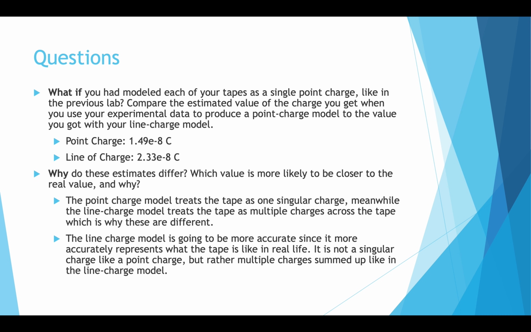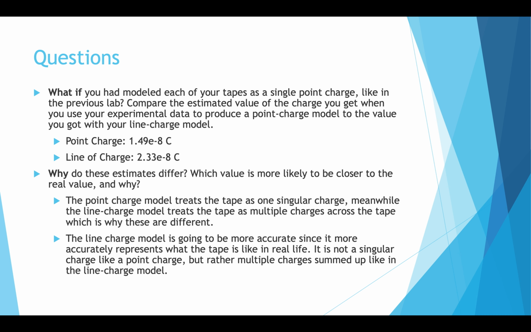The questions in this lab were, what if you had modeled each of your tapes as a single point charge like in the previous lab? Compare the estimated value of the charge you get when you use your experimental data to produce a point charge model to the value you got with your line charge model. So using a point charge, we have 1.49 times 10 to the negative 8 coulombs. Using line of charge, 2.33 times 10 to the negative 8 coulombs. So there's about a 50% difference between the two of them.